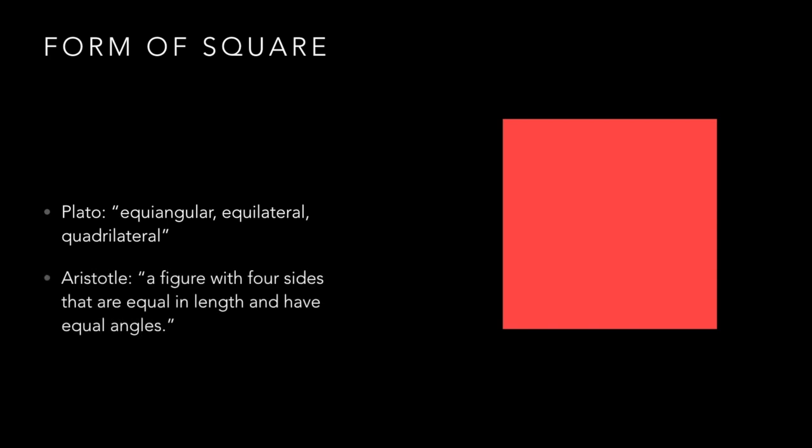So if we return to our square, Plato loves squares because they're mathematical figures. He would say the form of a square is equiangular, equilateral, quadrilateral. This is what all and only squares have in common. And that's fine. That's not a bad thing. If we're going to take Aristotle's approach, we might define it a little differently and say it's a figure with four sides, so maybe that's the genus, a figure with four sides that are equal in length and have equal angles. That's the genus and the species sort of definition that Aristotle would give us.